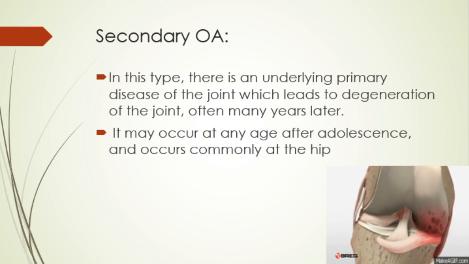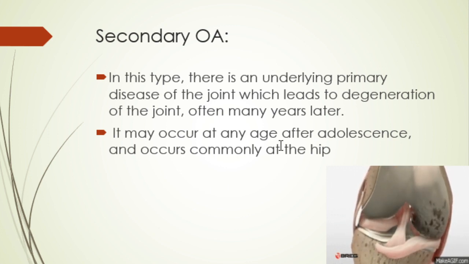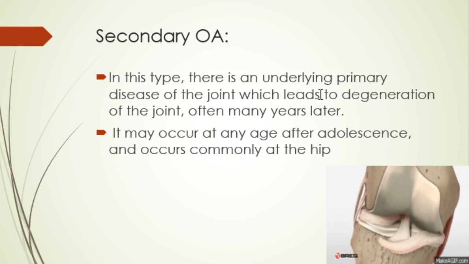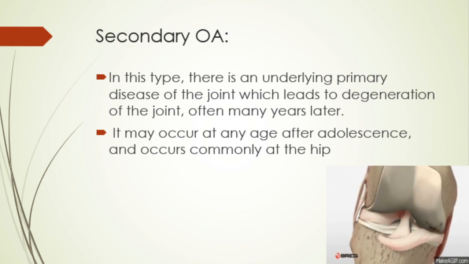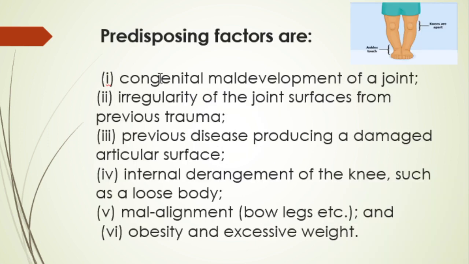So what are those pre-existing conditions we are calling underlying primary disease? These are the various predisposing factors which cause secondary osteoarthritis. First, congenital maldevelopment of a joint, that is the joint is not properly developed since birth. Second, irregularity of the joint surfaces from previous trauma, that is, there may have been an accident due to which the affected bone surfaces have become irregular and now they are producing pain.